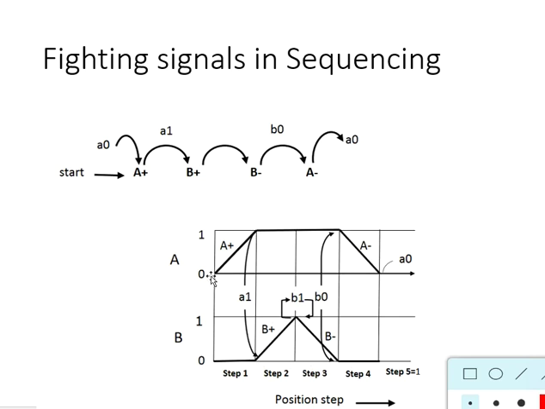Whenever you say the extension, cylinder A reaches the limit switch 1, and from there the signal should be given to the next cylinder for its action. For example, the sequence A plus, B plus. Once B plus is over, B1 is actuated, and from there the signal should be taken and given to B minus. So here it is called a fighting signal.